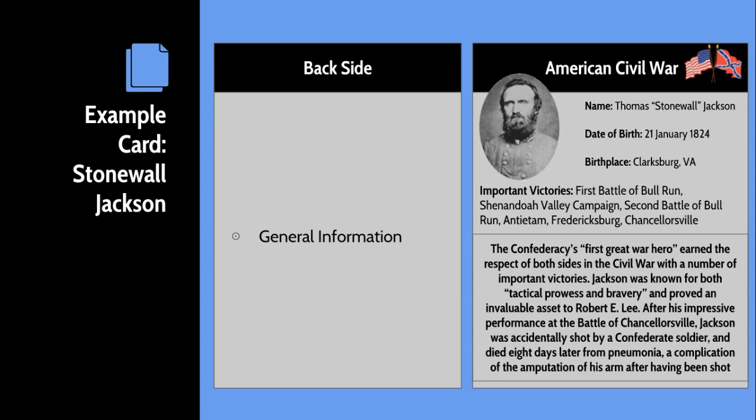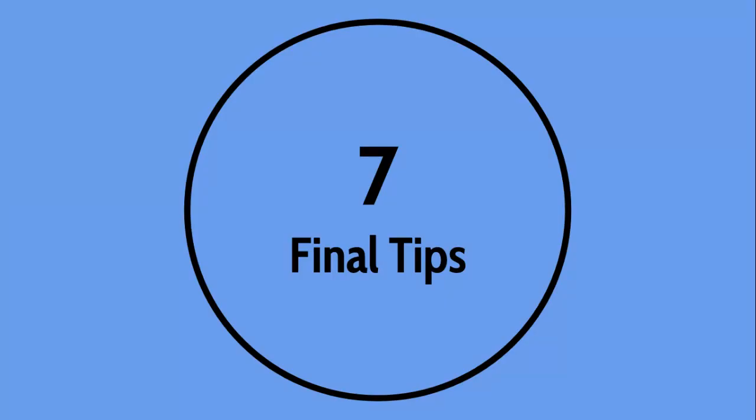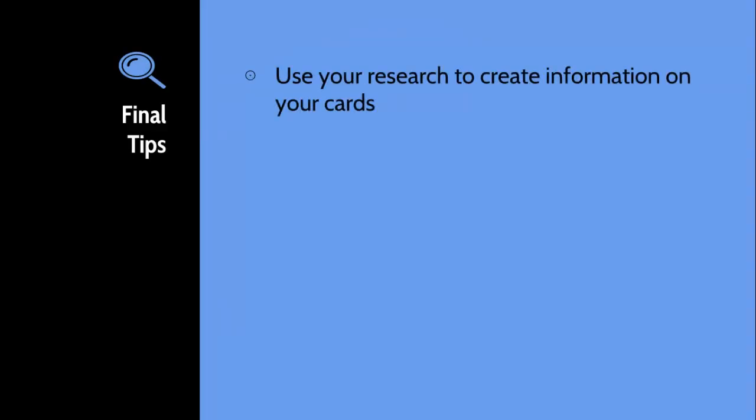So this is what you want your trading cards to look like. Obviously, we want you to be creative, make them look the way that you want. This is just showing all of the things that you need to include when you're designing. So then some final tips to leave you with on this assignment would be, again, to always make sure to use your research to create the information on your cards. You want to have everything that you're saying on your cards be inspired by what you found from your research and what you've learned about your subjects.